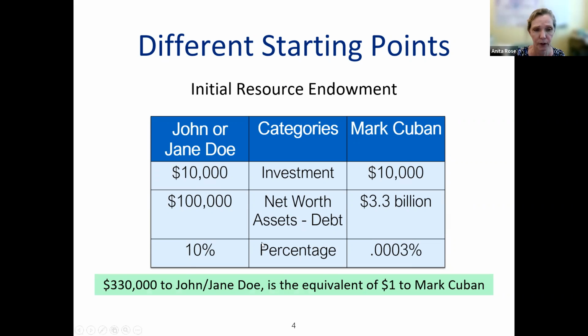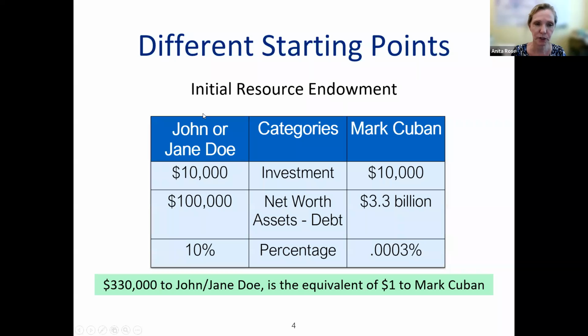Whereas a $333,000 investment by Jane and Joe is equivalent to $1 to Mark Cuban's $10,000 investment. So, you know, it depends on the percentage of where it's coming from.